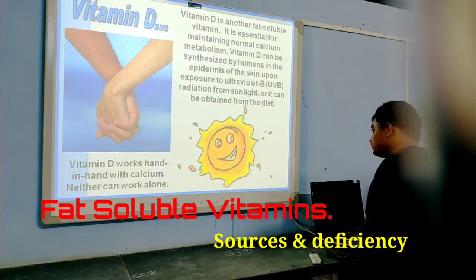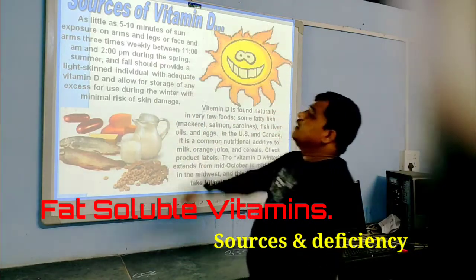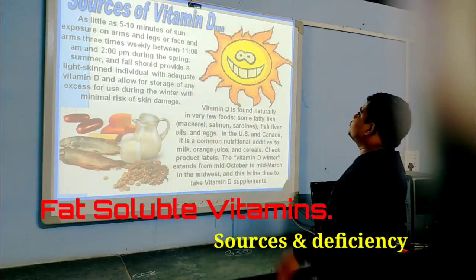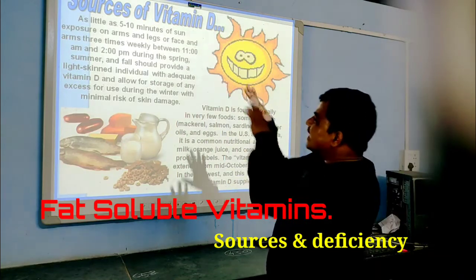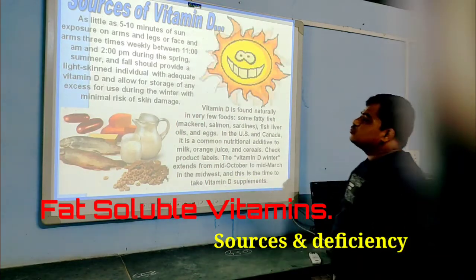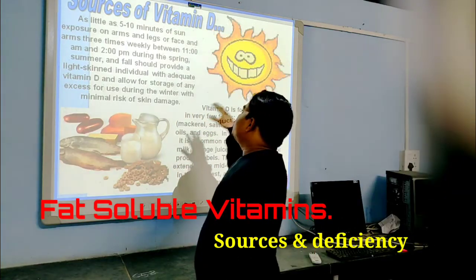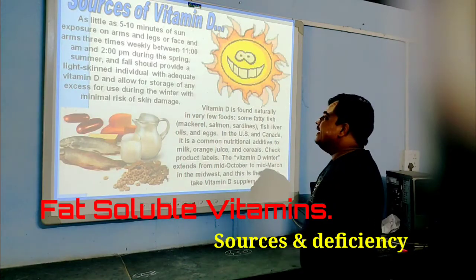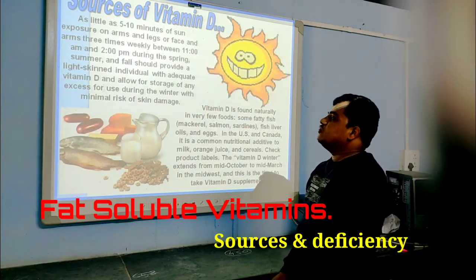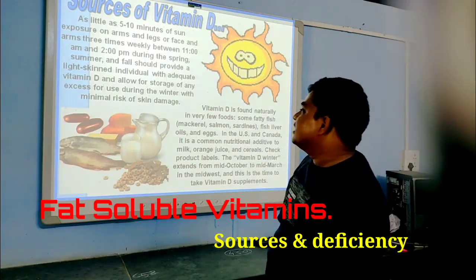See here again the sources of vitamin D: as little as 5 to 10 minutes of sun exposure on arms and legs, or face and arms, 3 times weekly between 11 am and 2 pm during the spring, summer and fall should provide a white skinned individual with adequate vitamin D and allow for storage of any excess for use during the winter, with minimal risk of skin damage.